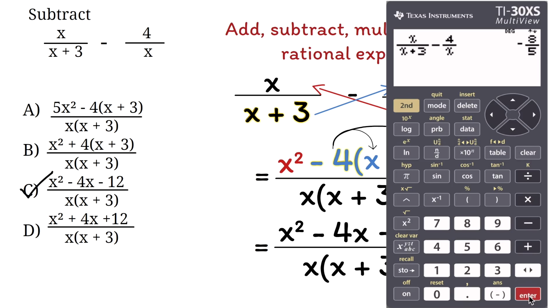Since we know that the answer is option C, let's input it on the calculator and confirm that we will get negative 8 over 5. As expected, we got negative 8 over 5.